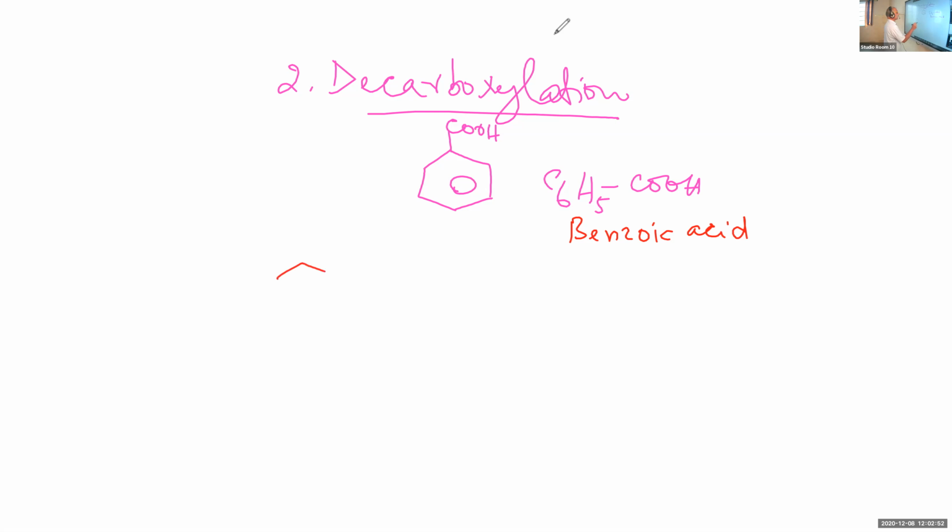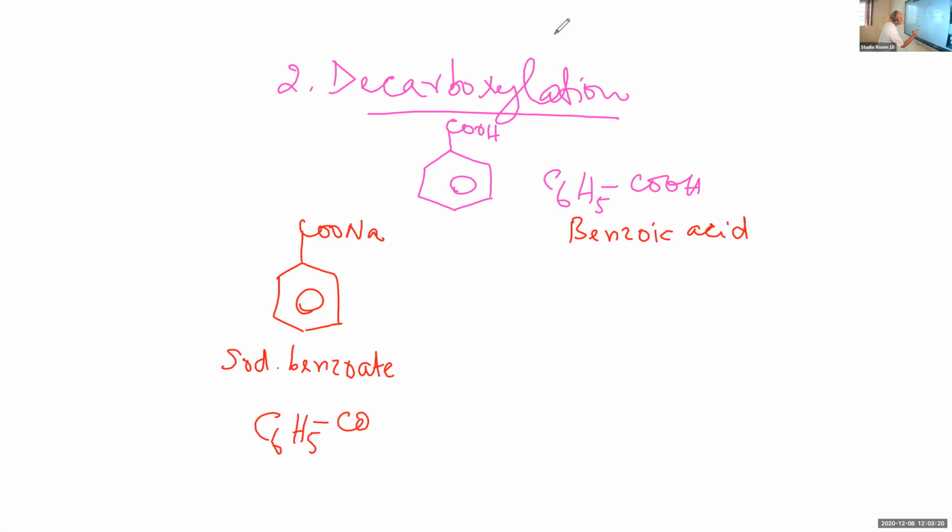It is C6H5COONa. And this is sodium benzoate. The sodium salt of benzoic acid is called sodium benzoate, C6H5COONa. And this is heated with what?